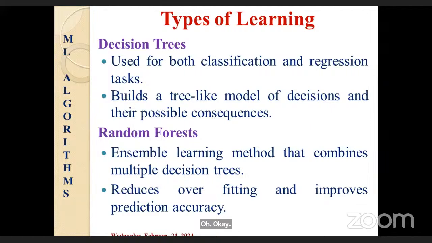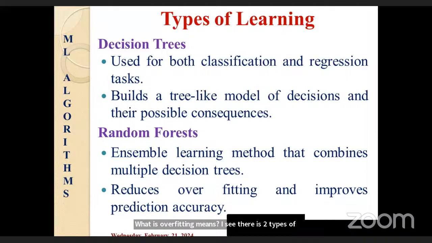A random forest is not based on only a single decision. We'll have multiple decision trees conducted. This will reduce overfitting and improve prediction accuracy. What does overfitting mean? We'll come to the issues at that time, but we have one issue called overfitting or underfitting.